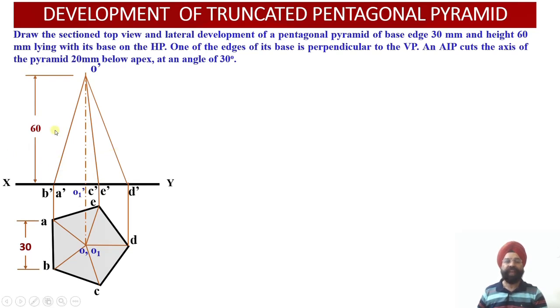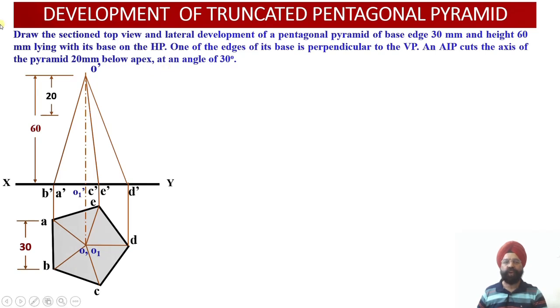So we haven't darkened them yet because again the cutting has to take place. Now let us work out the orientation and location of the cutting plane. The cutting plane is located 20 millimeter below the apex. So the cutting plane passes through the axis at a point 20 millimeter below the apex or the vertex point.